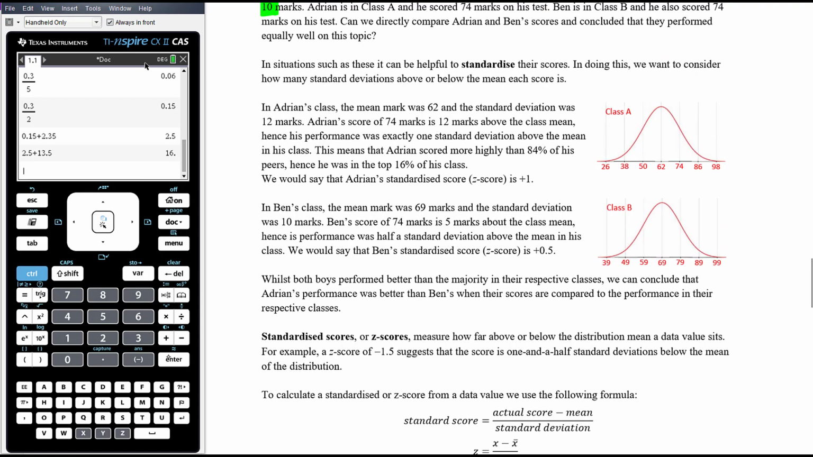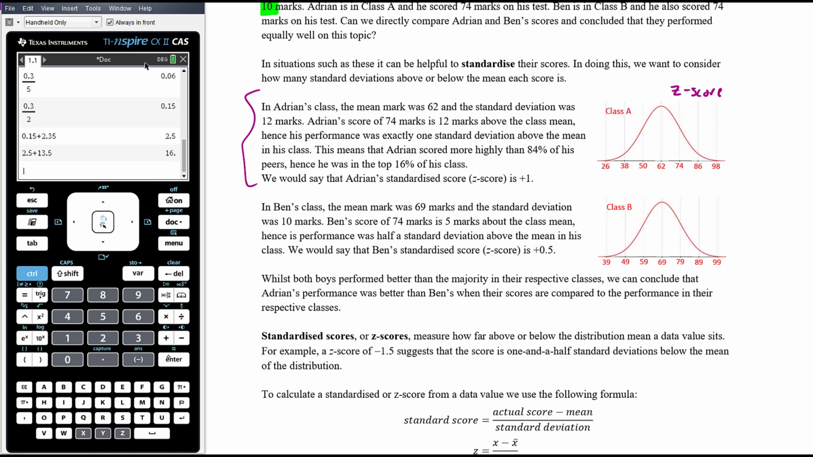So if we go back up to check what we did in this paragraph here. Adrian's z-score is going to be his actual score, which is 74, take away the mean in his class, which was 62, and divide it by the standard deviation, which was 12. 74 minus 62 is 12, and so we get a z-score of positive 1.